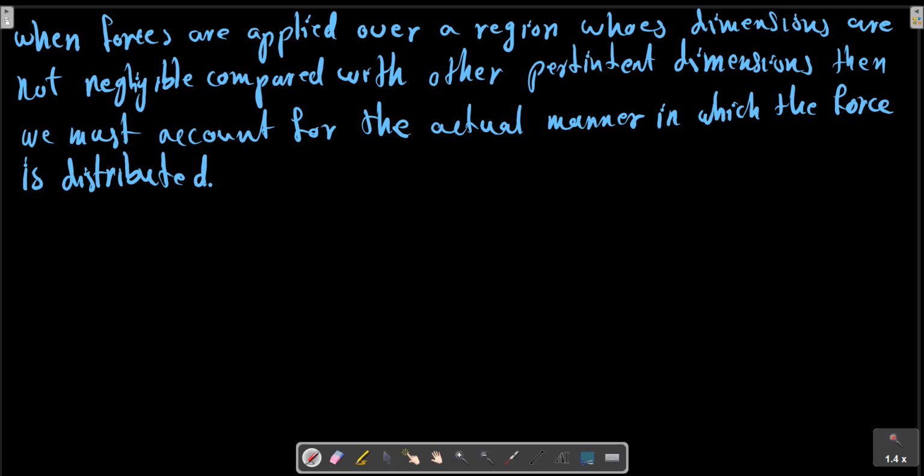We do this by summing the effect of the distributed force over the entire region using mathematical integration. This requires that we know the intensity of the force at any location. There are three categories of problems in distributed forces, depending on the area or line of application considered, which will be discussed in the next chapter.